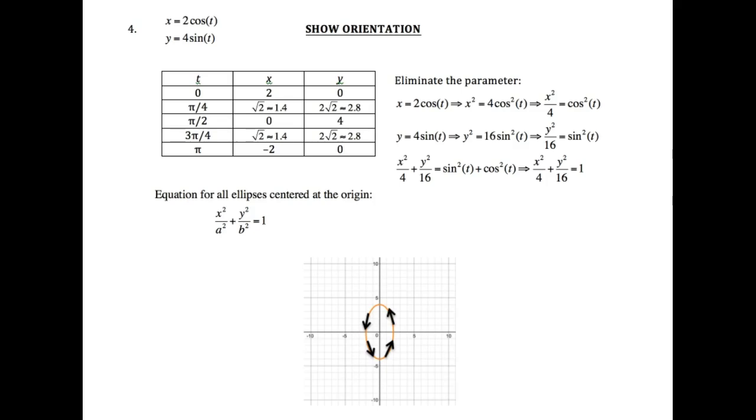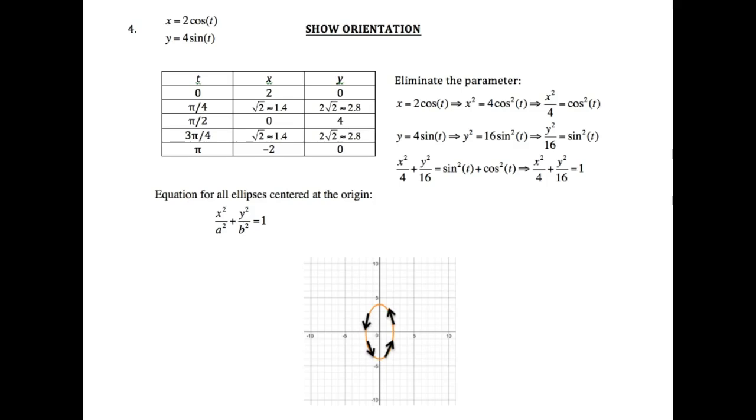Adding those two together, you get x squared over 4 plus y squared over 16 is equal to sine squared plus cosine squared. But from trig, we certainly know that that's equal to 1. So we arrive at the equation for an ellipse, x squared over 4 plus y squared over 16 is equal to 1. Now the 4, if you take the square root, you get 2. That is called the semi-minor axis of the ellipse. Take the square root of 16, you get 4. That's the semi-major axis of the ellipse.